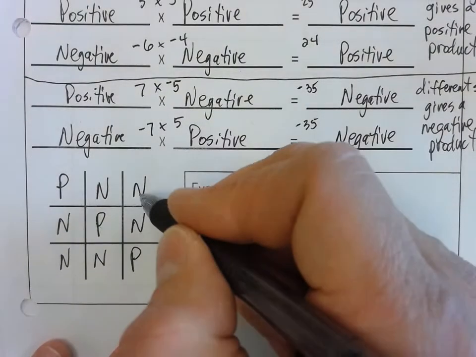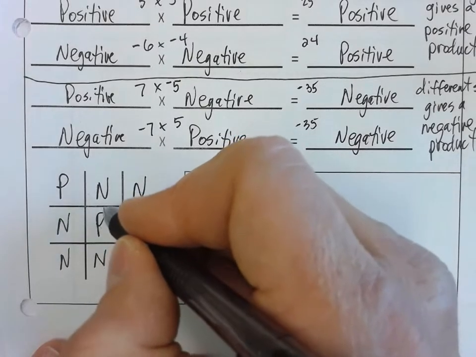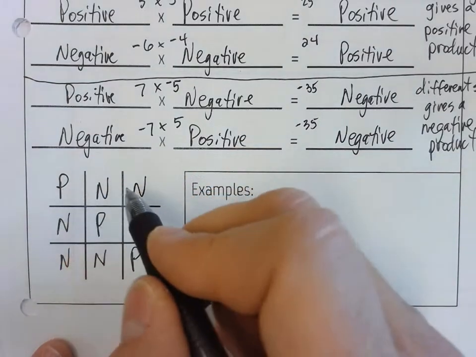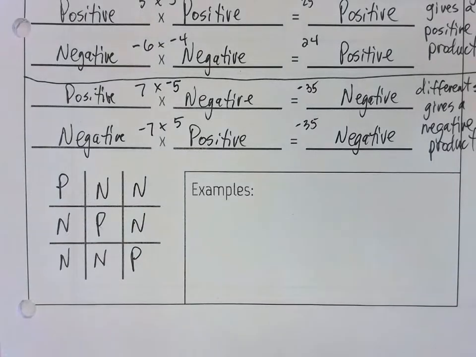Okay? If I come down this way, a negative times a negative is a positive. If I come this way, a negative times a positive is a negative. If I go this way, a negative times a negative is a positive. It doesn't matter which way you go. It's going to give you the right answer for multiply and divide rules.